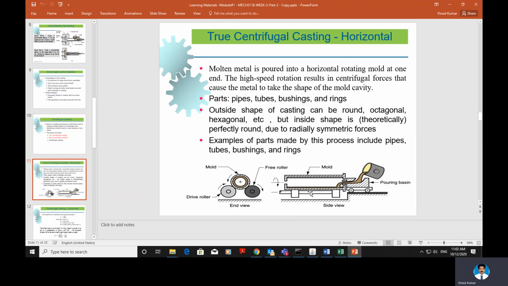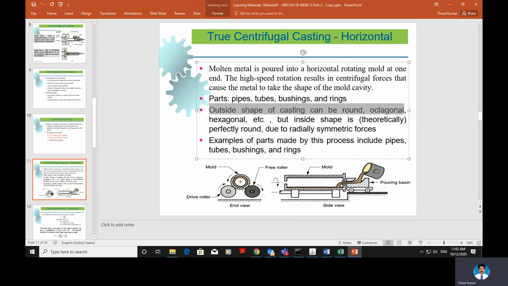There is a mold here, you can see the horizontal rotating mold, and molten metal is poured into it. The high speed rotation of the mold results in centrifugal forces that cause the metal to take the shape of the mold cavity. So as the mold rotates at high speed, centrifugal force forces the metal outwards, and hence the molten metal will take the shape of the mold cavity, normally used for making tubes, pipes, bushings and rings.